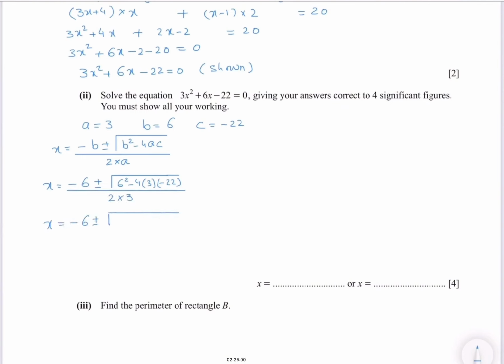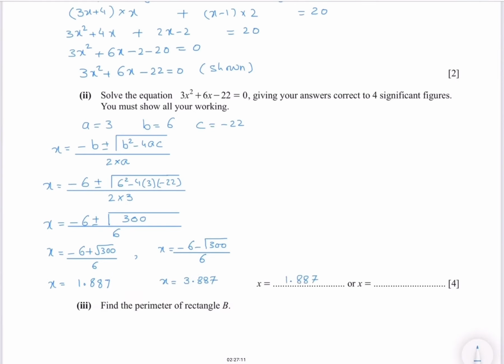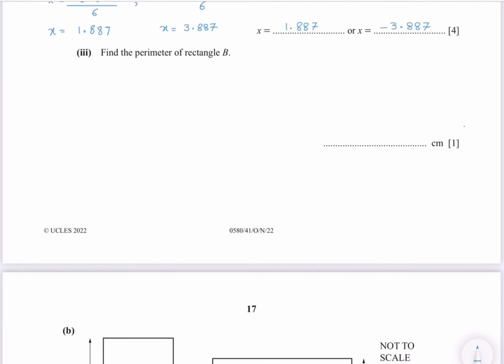So your x is minus 6 plus or minus root 300 over 6. So you got two values: minus 6 plus root 300 over 6, and minus 6 minus root 300 over 6. So you got two values of x, one is 1.87 and the other is negative 3.88. I forgot to write negative here.